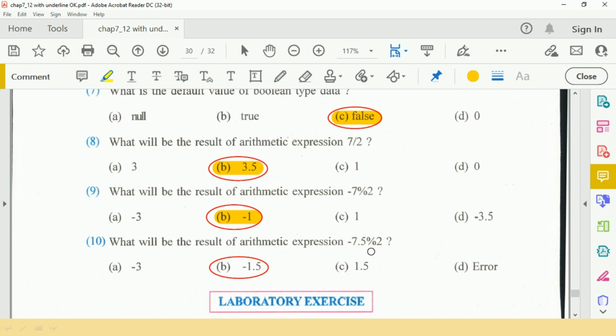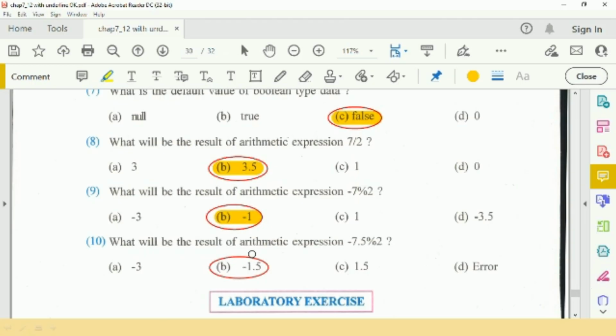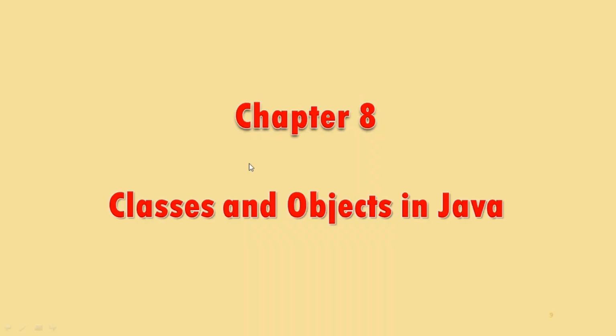Question number 10 is what will be the result of arithmetic expressions minus 7.5 modulus 2? Right, the answer is B, minus 1.5. Right, so this is the end of chapter 7 and let's start chapter 8.